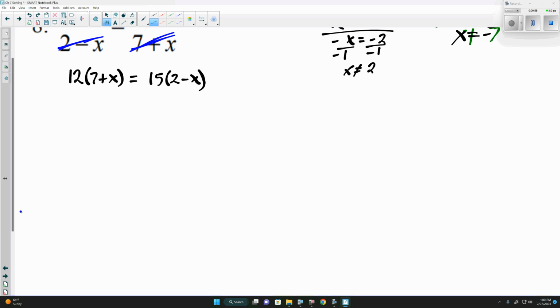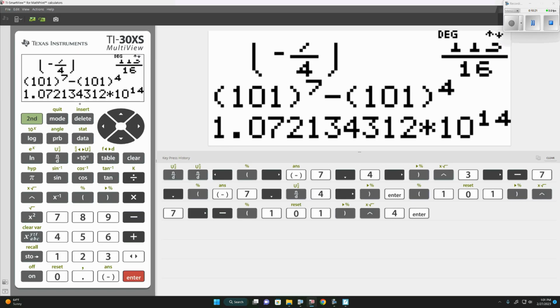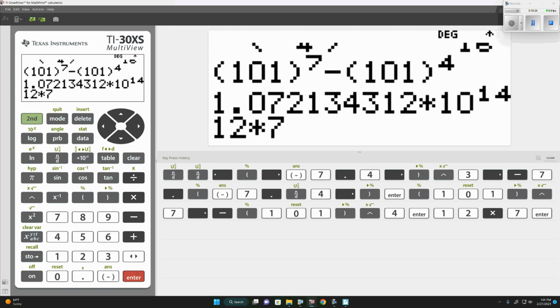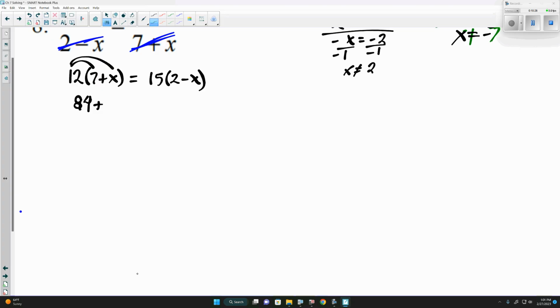And the first one here, we can distribute the 12. 12 times 7 is 84. 12 times x is 12x. Here we can distribute the 15. 15 times 2 is 30. And 15 times negative x is negative 15x.